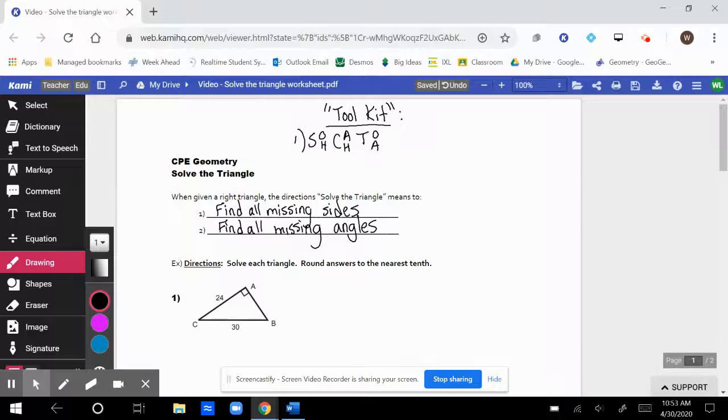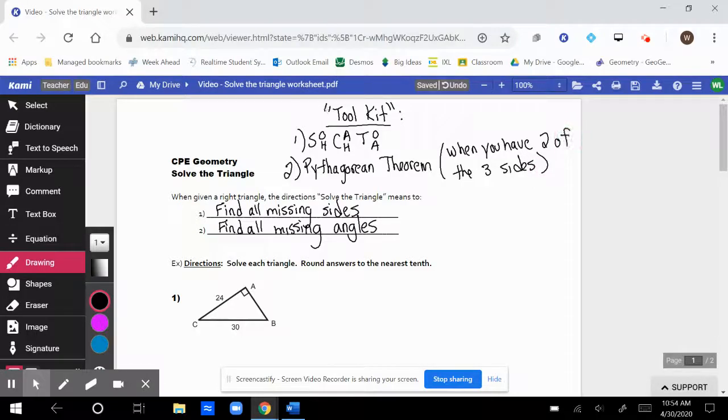Another thing that you may use here is your Pythagorean theorem. Pythagorean theorem was the first lesson of this unit. You guys already had a quiz on that. You can use the Pythagorean theorem when you have two of the three sides. Anytime that you already know two out of the three side lengths, you could choose to use Pythagorean theorem to find that third side instead of SOHCAHTOA if you're more comfortable using Pythagorean theorem.